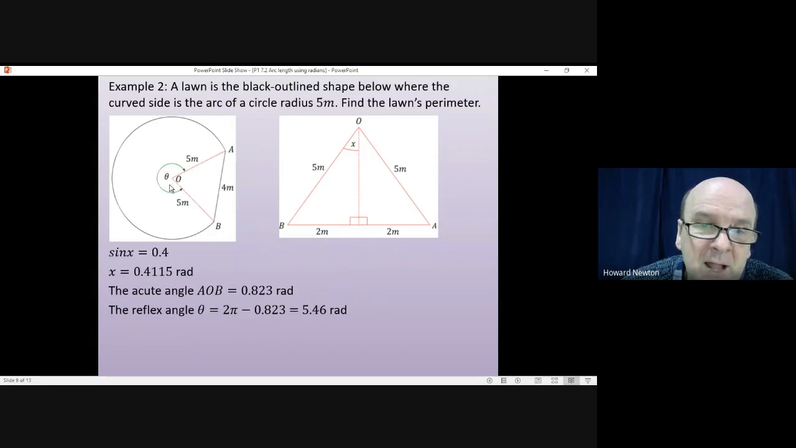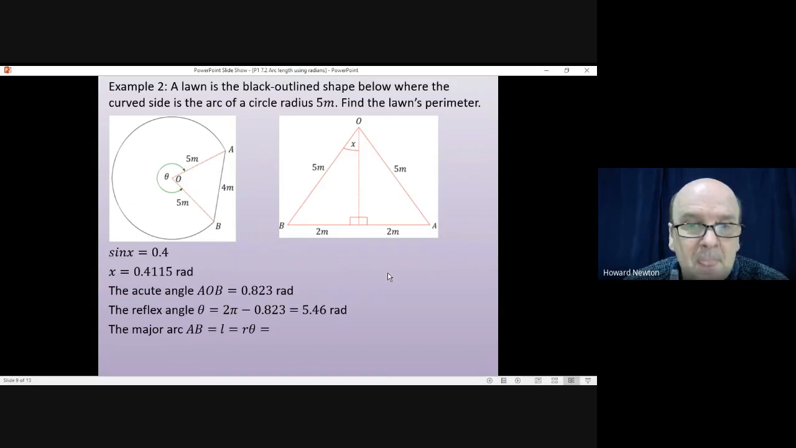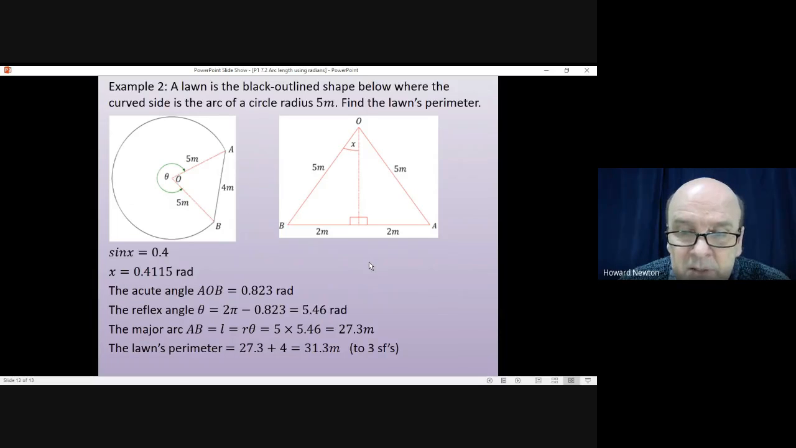Now we know the value of theta here, the large angle, the reflex angle on the outside, which means we can work out the length of the arc, the major arc, from A to B. You still just use the formula in the normal way. It'll be r times theta. The radius is 5, theta is 5.46. Multiply those together, and you get 27.3 meters. So that's the curved distance from A to B around the major arc. We need to add 4 onto that to get the total perimeter for the lawn, and that will give us 31.3 meters to 3 significant figures.